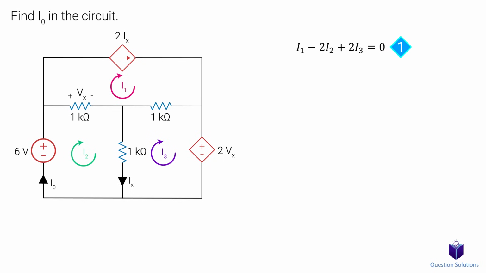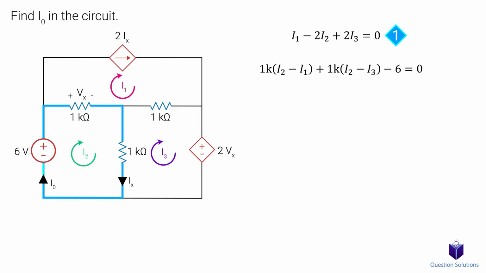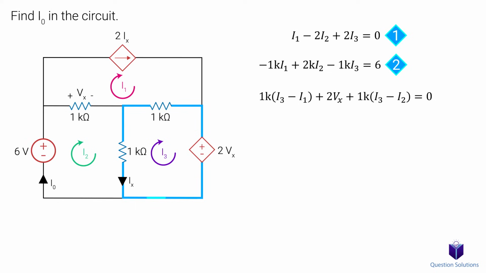Next, we can write a KVL equation for this loop. We have 1K ohms times I2 minus I1, 1K ohms times I2 minus I3, and negative 6 volts. Let's simplify. This is our second equation. We need one more equation, and we will write it for mesh current 3. We have 1K ohms times I3 minus I1, 2Vx, and 1K ohms times I3 minus I2.